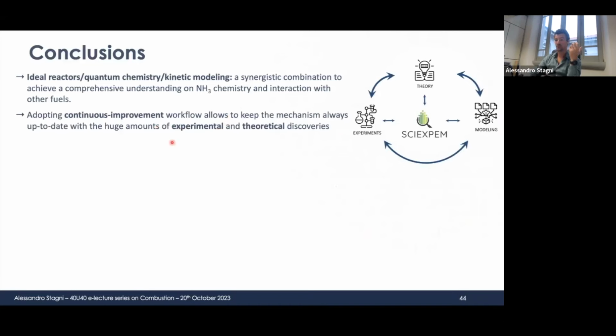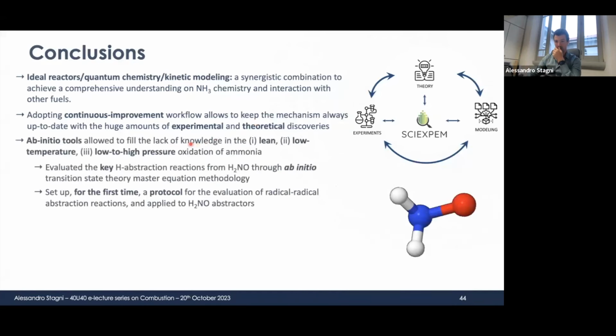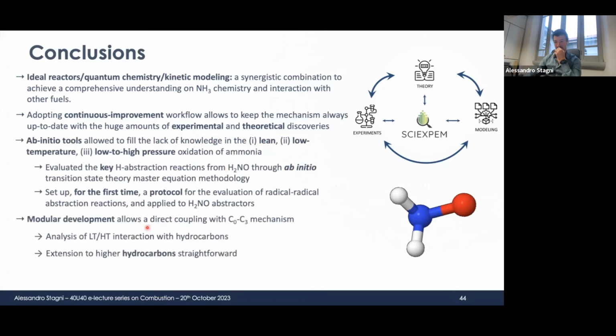With the adoption of a continuous improvement workflow, we can keep the mechanism always up to date and constantly improve it according to experimental and theoretical discoveries. Ab initio tools can be extended to fill the lack of knowledge, in our case in lean conditions. We re-evaluated the H abstraction from H2 and NO, and we set up a protocol which can also be used for other radical H abstractions. Finally, by developing the mechanism in a modular way, we can directly couple it with the C0-C3 mechanism and study the interaction of ammonia with other fuels.